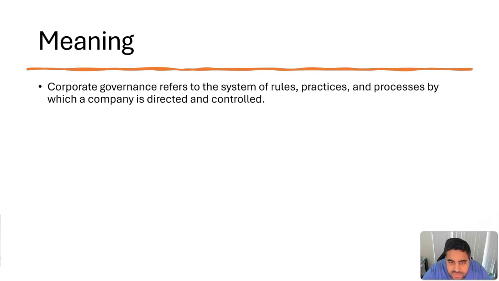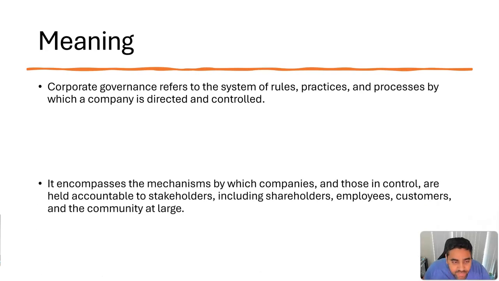Corporate governance refers to the system of rules, practices and processes by which a company is directed and controlled. So we need to understand that every company needs to be controlled, every company needs to be directed. And for that purpose, you need rules, you need regulation, you need practices, you need processes. And that is what is determined by corporate governance. So it's very important to set up the system because that helps direct any company.